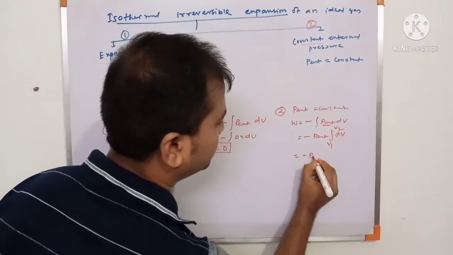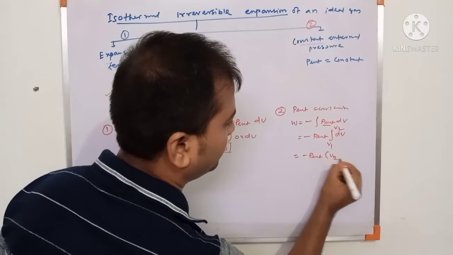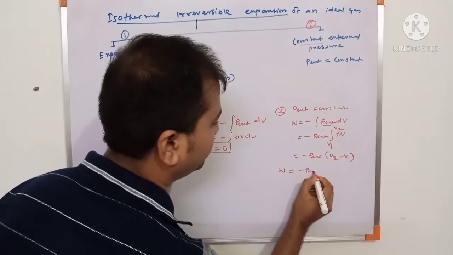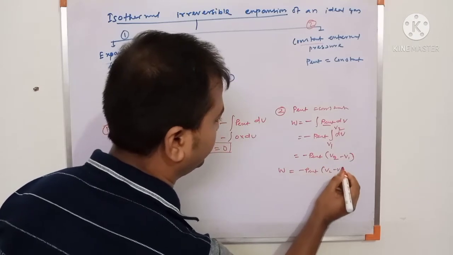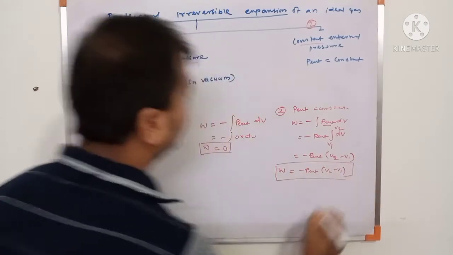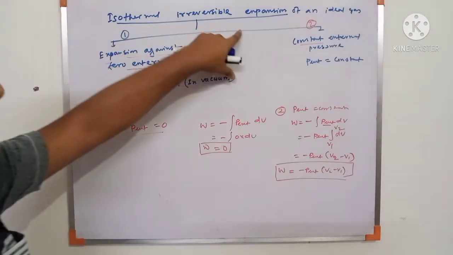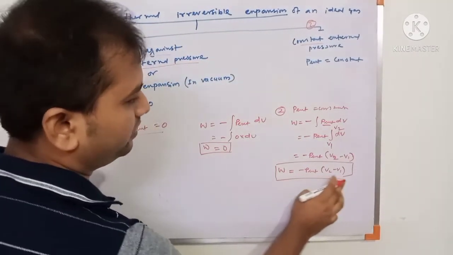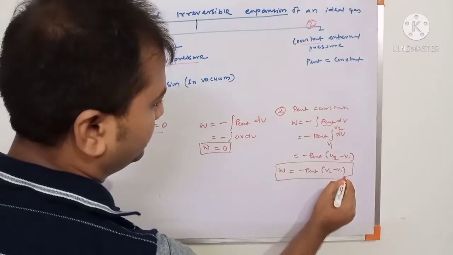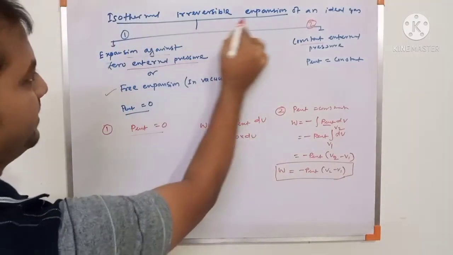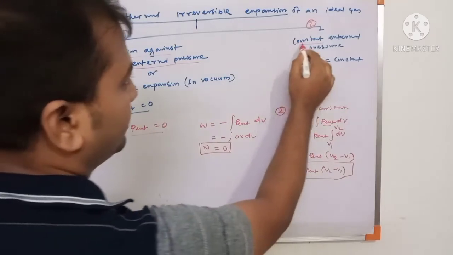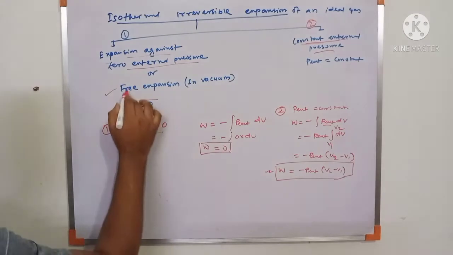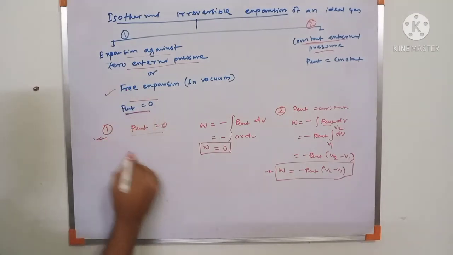So this is P external (V2 minus V1). So work equal to minus P external (V2 minus V1). So in isothermal irreversible expansion of an ideal gas, work equal to minus P external (V2 minus V1). This is the condition. Second, constant external pressure, this equation, or free expansion, this is P external equal to 0 and work equal to 0.